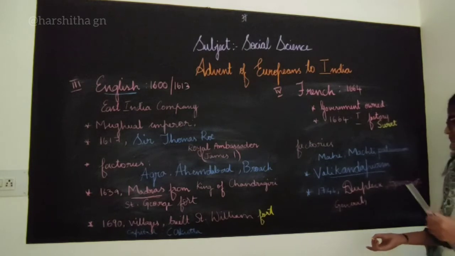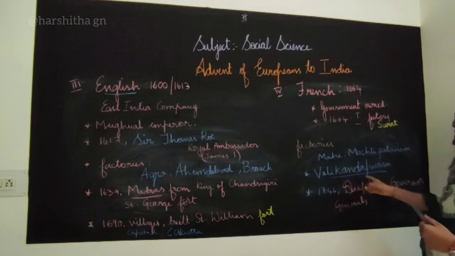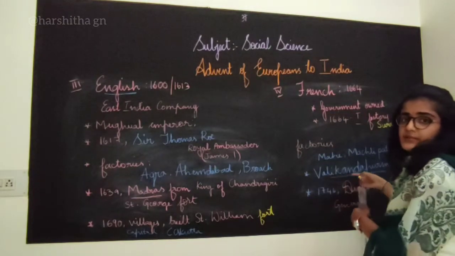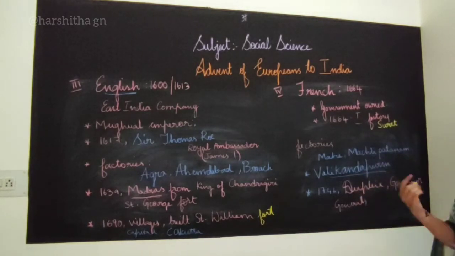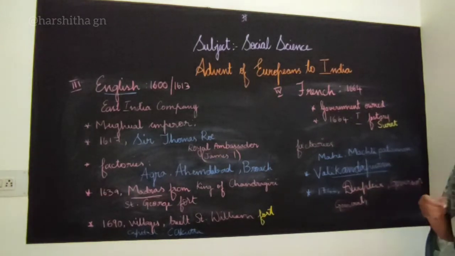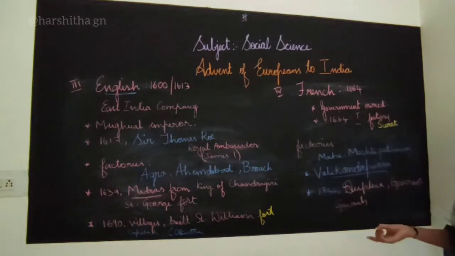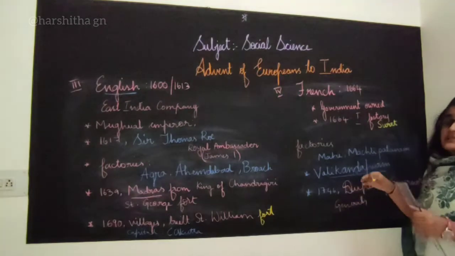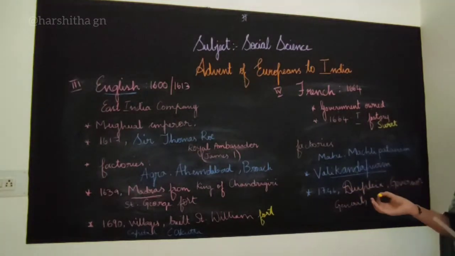They captured a place called Valikandapuram. The French captured Valikandapuram from a Muslim official, and this is currently known as Pondicherry or Puducherry. Today we call that Valikandapuram Pondicherry or Puducherry, and it later became their capital.